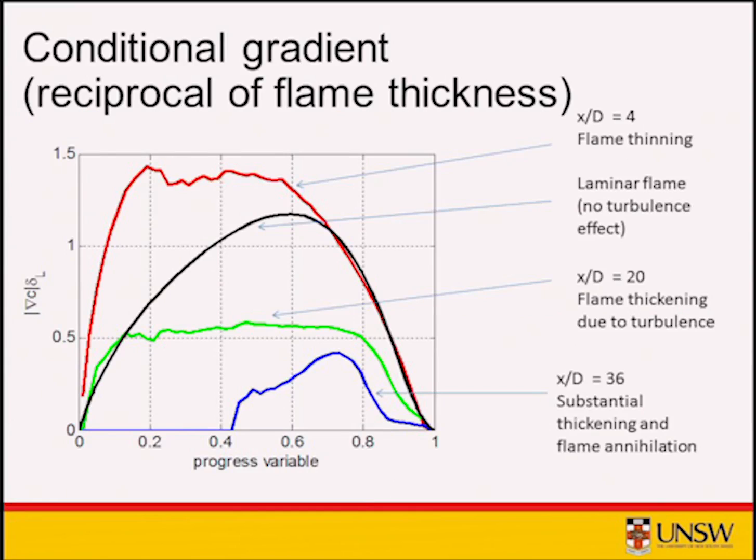Looking at the progress variable gradients, which you could think of as the reciprocal of the flame thickness, versus the progress variable: for the laminar flame, the black line here, turbulence obviously has no effect. At x over d of 4, we find higher gradients, which corresponds to flame thinning in this high shear region. We also saw extinction there. At x over d of 20, we see very substantial thickening, and this happens across the whole progress variable zone, including in the reaction zone, while at very large distances downstream, we again see very substantial flame thickening.